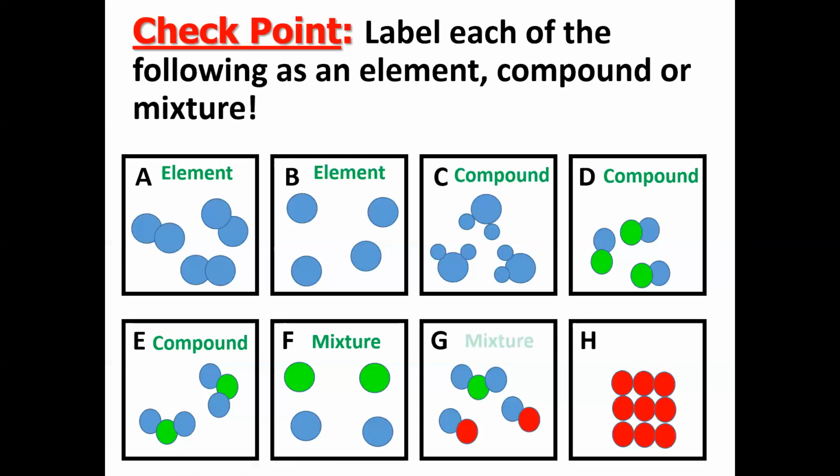G, again, is a mixture, but this time you have a mixture of compounds. That's one type of compound, it's the same one you have here, and there's a different type of compound in here as well. So you've got two molecules of that compound and one molecule of that compound. That is a mixture. And then H, again, is an element because you only have one type of atom present. I hope you managed to get 100% on that task.